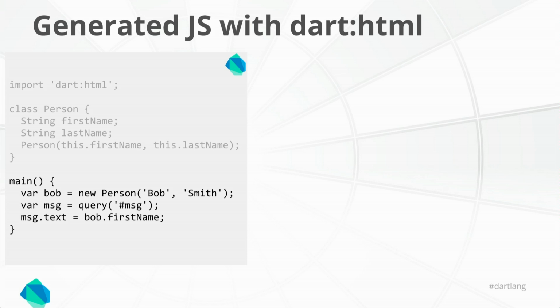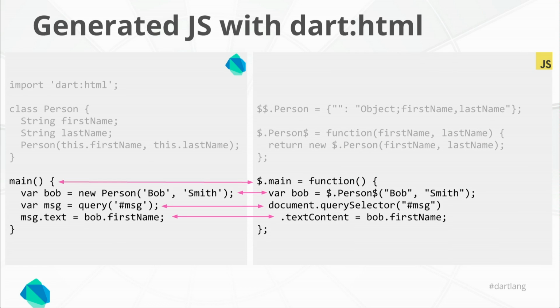OK, so let's look at some of the generated JavaScript so you can see a little bit about what the compiler is doing. So here's a very simple example. We have a Dart program that's using the HTML library, and it defines a simple class person, and then it uses that class in some simple way in the main method. So here's some JavaScript output that the Dart2JS has produced.